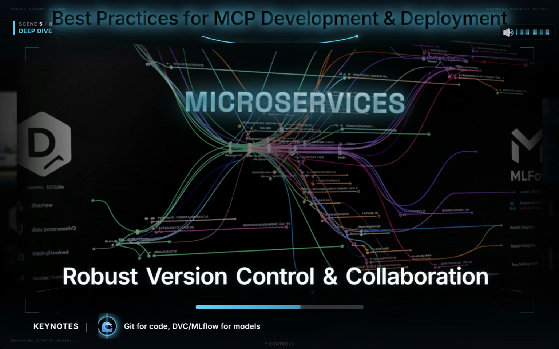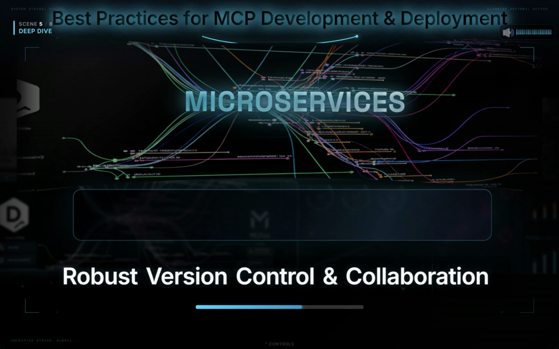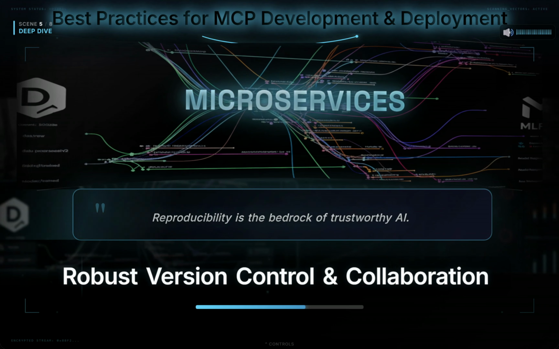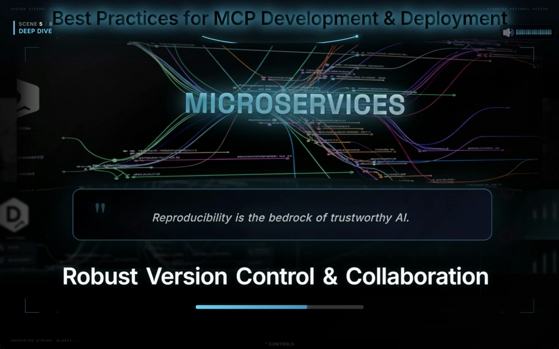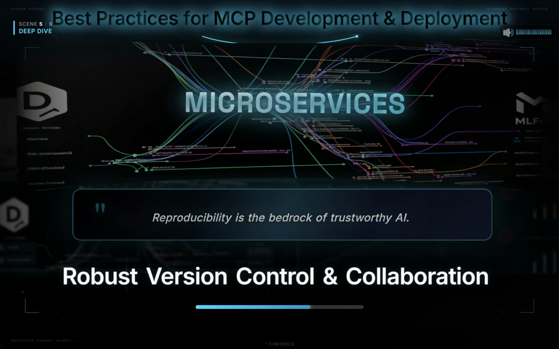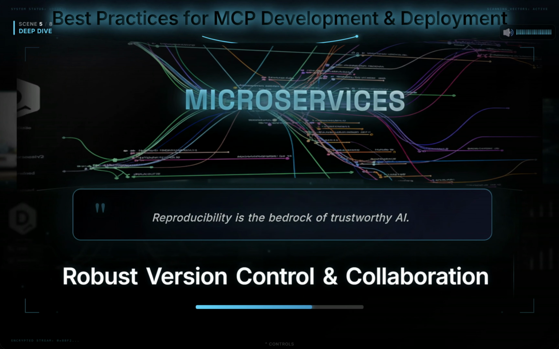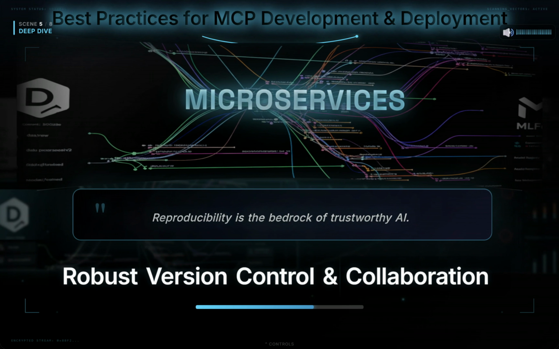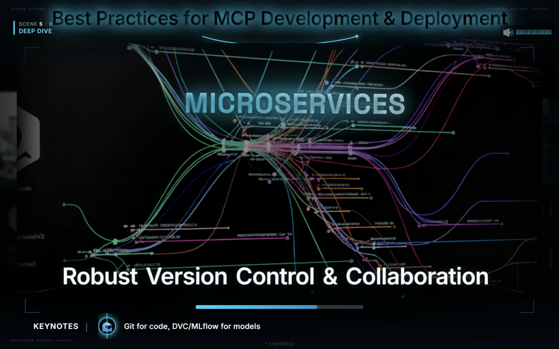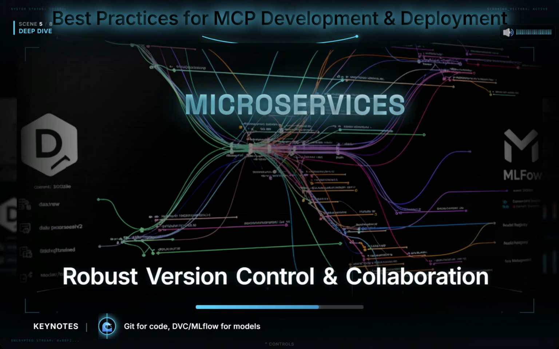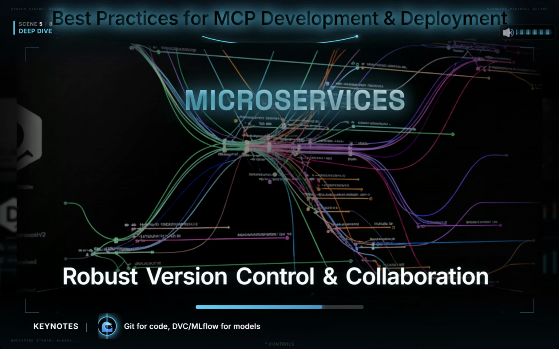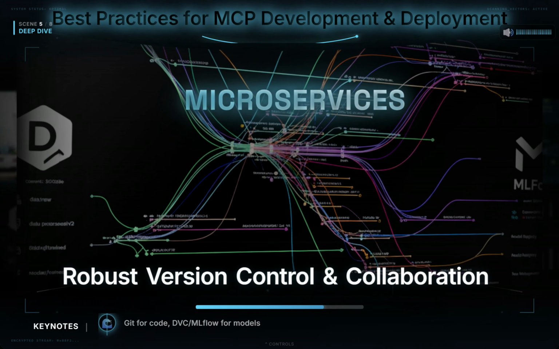Then, there's robust version control and collaboration. For AI, this goes beyond just Git for code. You need systems like DVC or MLflow to manage model versions, track experiments, and log every parameter and dataset iteration. Without clear versioning for models, data, and code, debugging subtle performance regressions becomes a nightmare. MCP's integrated environment encourages these practices, allowing collaborative branching for developers, ensuring traceability and reproducibility across your AI project.